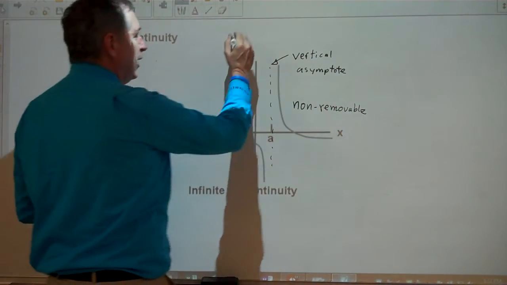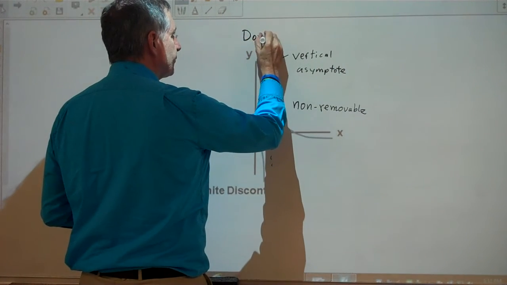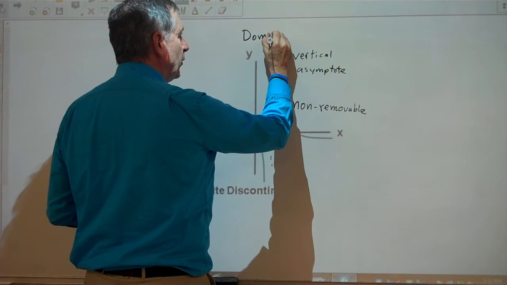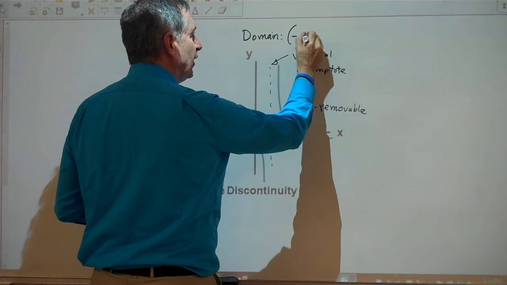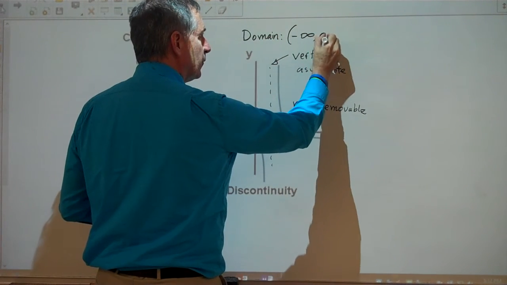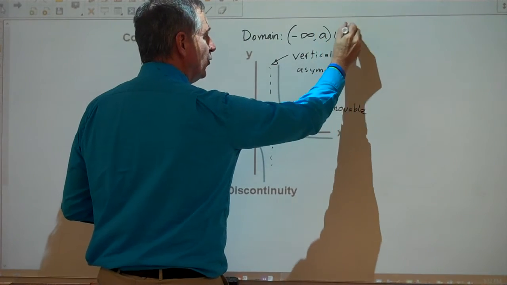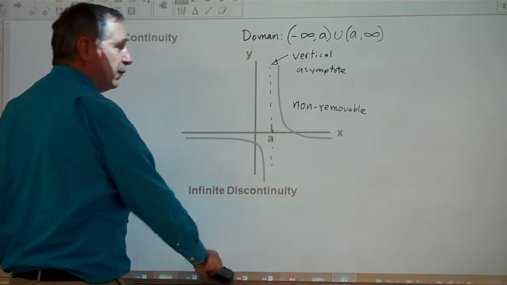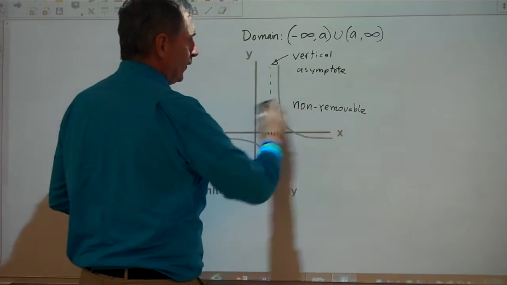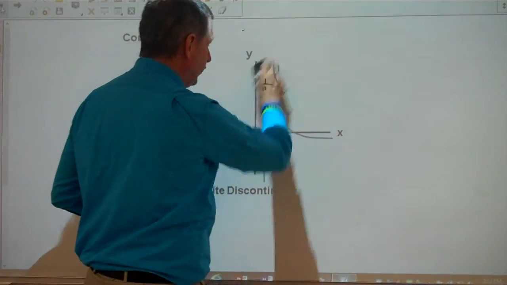And our domain would be similar to what we saw last, which is negative infinity to a, but not including a, union a to infinity, to less than infinity. So those are the situations we're going to cover.